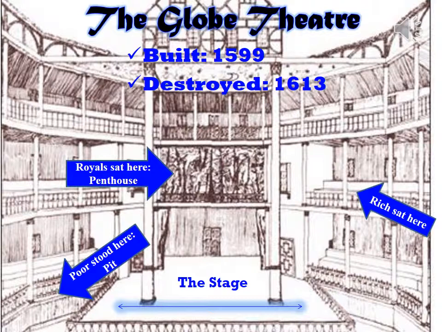The best seats in the house were reserved for the royalty. They were able to sit in the penthouse. It was covered. It was above the stage. They had the best viewing perspective possible. So keep this in mind when you are determining who your audience is and where they will sit.